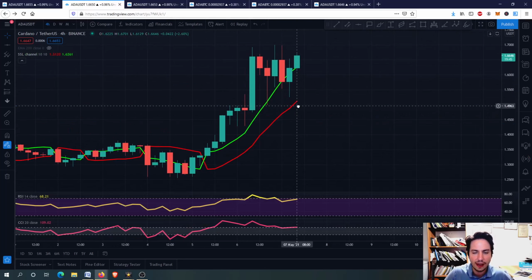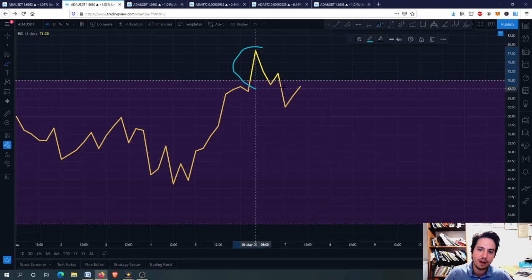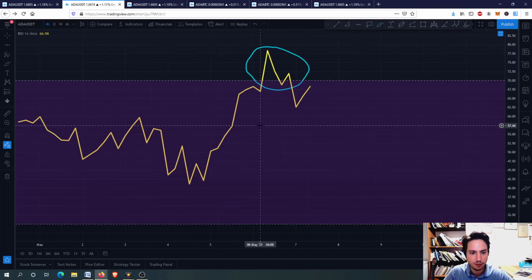Let's see now Cardano against USDT, but for the RSI and the commodity channel index. You can see here we had a risk, but when we are having a very bullish trend for an altcoin, then we are seeing higher lows. We are seeing very high lows for the RSI and for the commodity channel index.